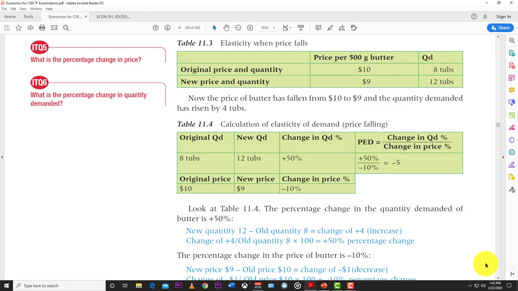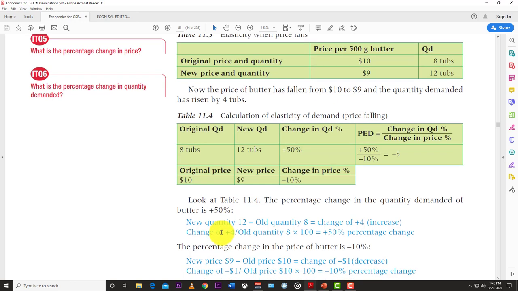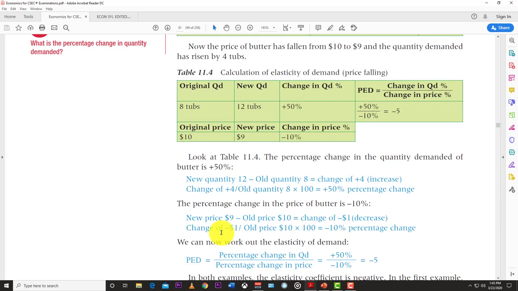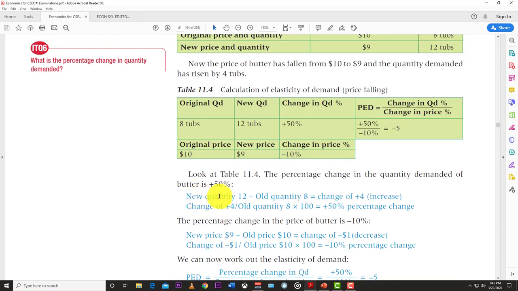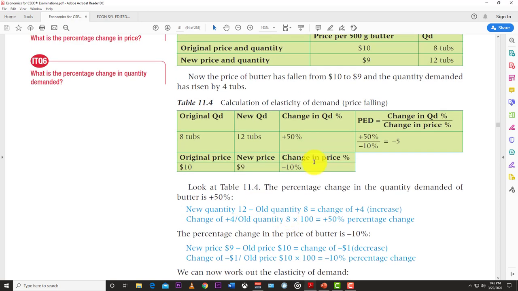We know how we found it already. It's always the new take away the old. The new, which is 12, minus the old, which is 8, and we got 4. So we take this 4 and put it over the old, which is 8, and so we get 50%. You can see that off the bat, you don't even have to go to the real maths. So that's a 50% change in quantity demanded.